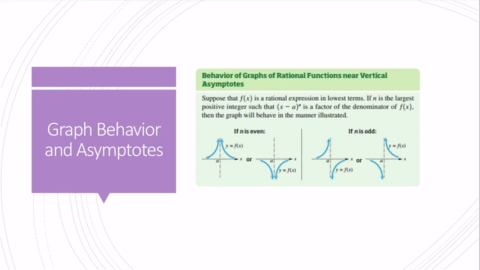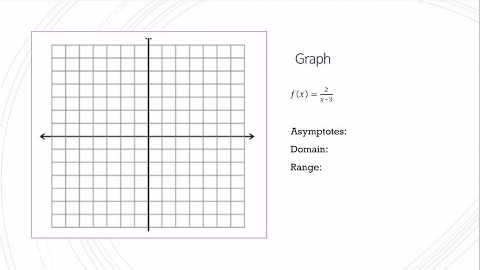So let's take a look at 2 over x minus 3. We need to figure out my asymptotes. To find my vertical asymptote, I have x minus 3 equals 0. So I have a vertical asymptote at x equals 3. That means when x is 3, my graph will not cross this line.